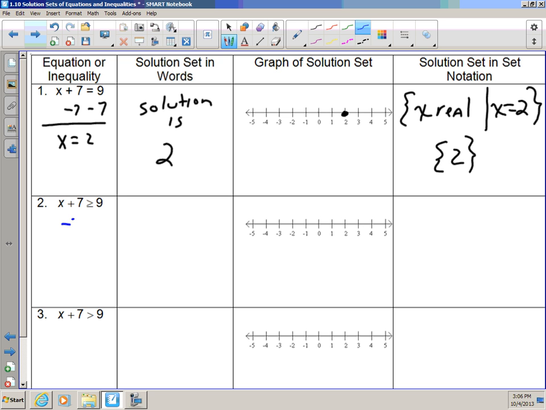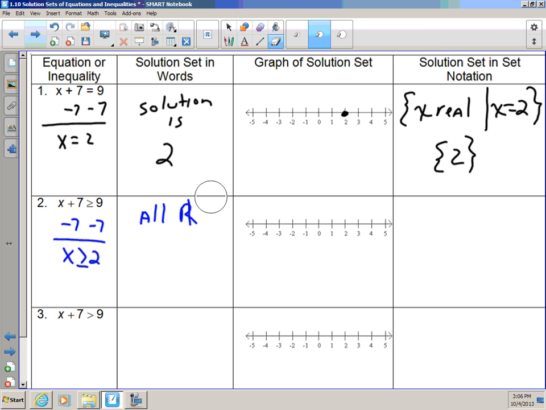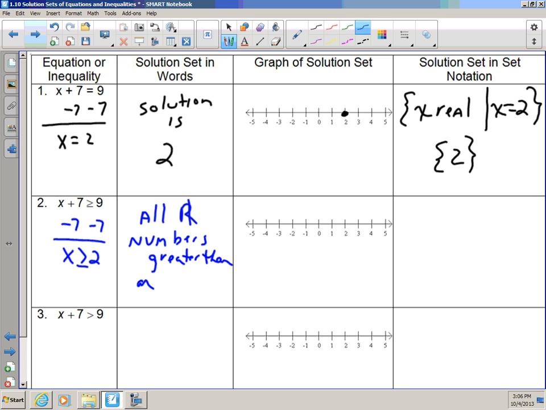Second example, again, I solve, and I get x is greater than or equal to 2. So, in words, it's all real numbers greater than or equal to 2. Very cumbersome way to do it. On the number line, I'm still going to have a filled-in circle because 2 is in the solution set. But now, since it's more than just 2, when it's greater, I go to the right with my arrow indicating that it's going to go on forever. Similar notation, x is real, except x is greater than or equal to 2.